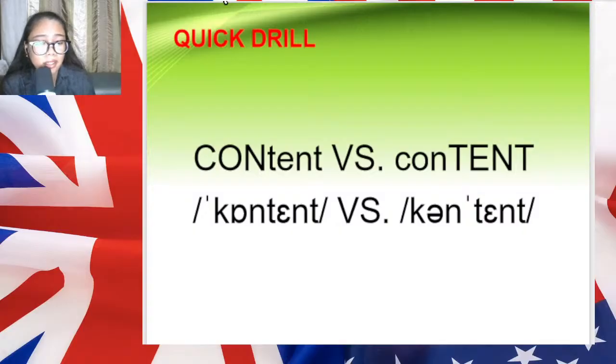Okay, we shift to the verb form. Content here with the stress on the second syllable. Content here, it means I'm truly satisfied, something like that. Okay, that's content. All right, let's try to focus on another key area maybe.